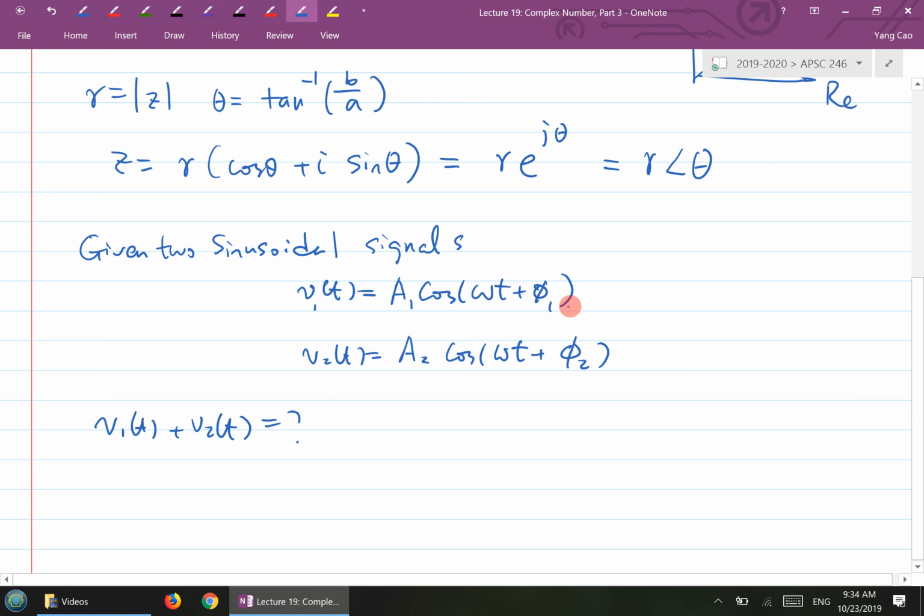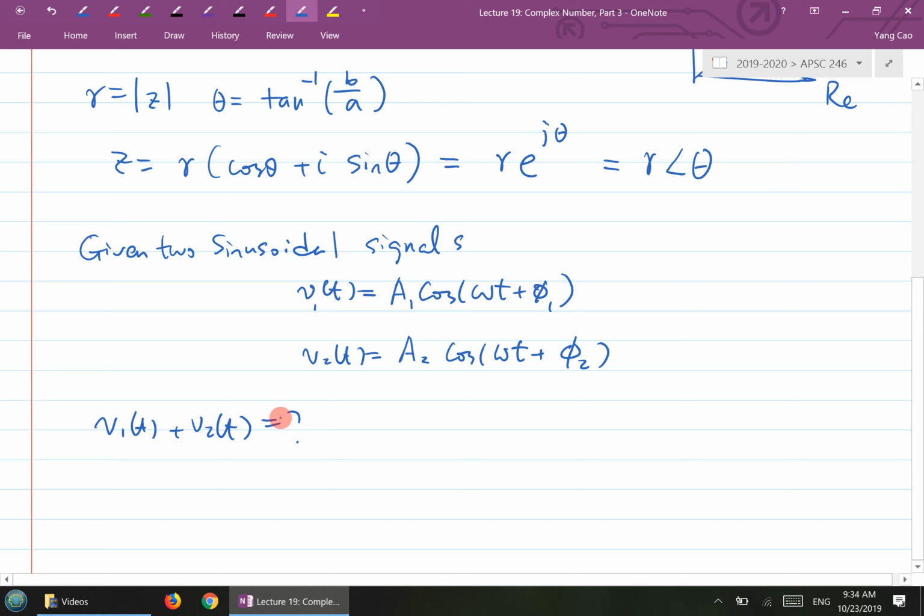First of all, when you have a sine signal, it has a magnitude, it has a frequency, and it has a so-called phase. And they can be different phase, right? They can be different amplitude, but in this case we consider both have the same frequency. So how do we add these two signals up?